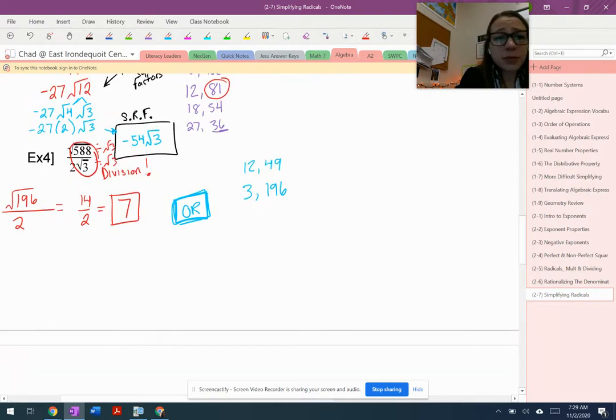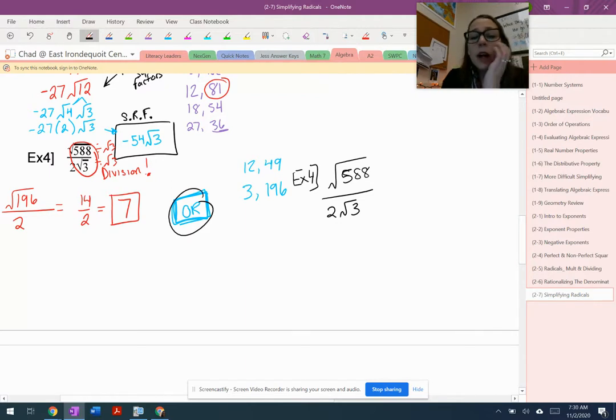So if I continue onward here, I have the square root of 588 divided by 2 square roots of 3. That was my original, example 4 here. So I'm breaking that square root of 588 up into the square root of 3 times the square root of 196, still keeping our fraction of 2 square roots of 3.